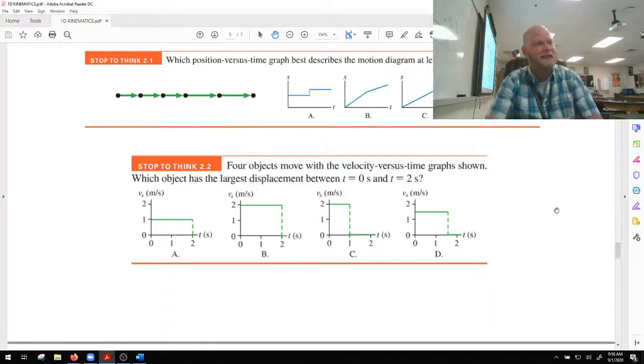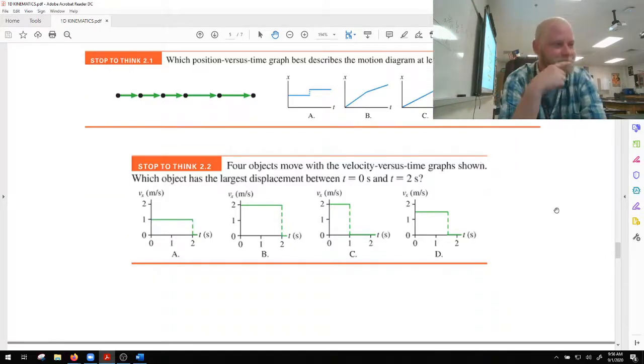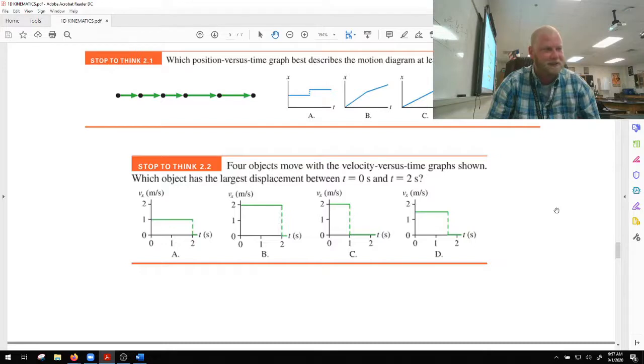All right, let's take a look at 2.2. We got four objects. They move with the velocity versus time graph shown below. Which object has the largest displacement between time equals 0 and time equals 2? Well, how are we going to find the displacement given your velocity versus time graphs?